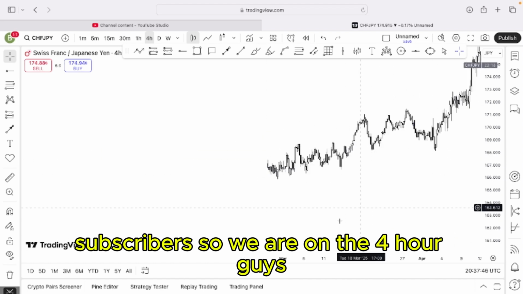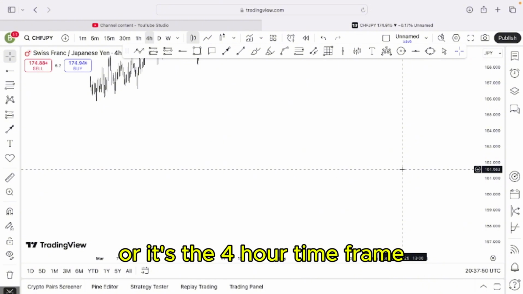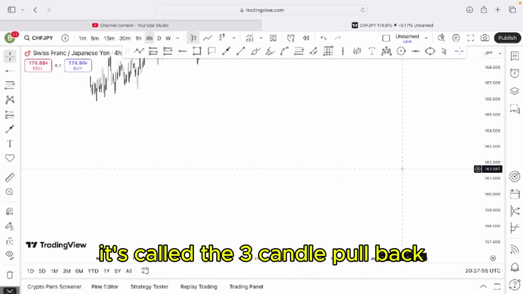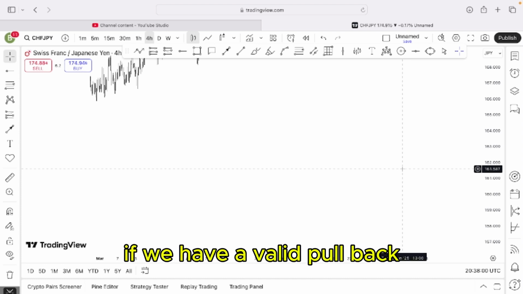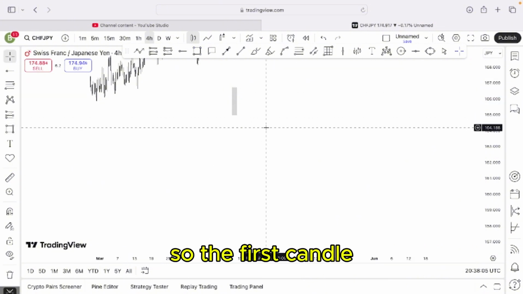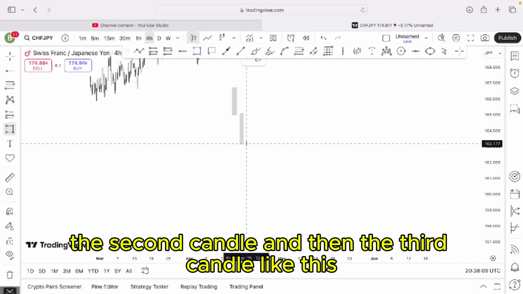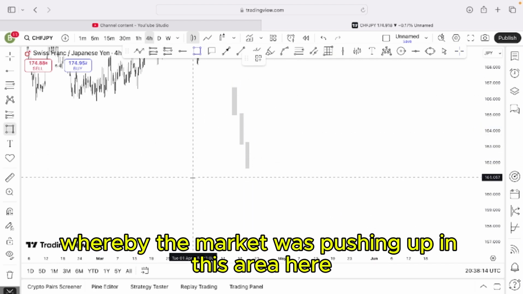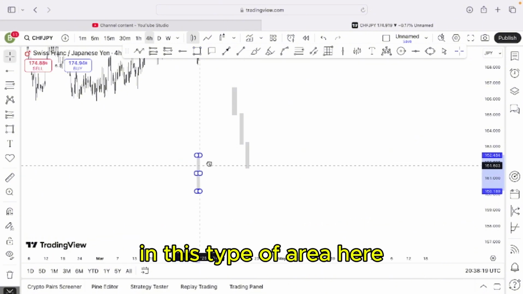So we are on the 4-hour, guys. Now, what I like to use is the 4-hour time frame so that we can map out the structure. And I use a concept called the 3 candle pullback. That is where I can confirm if we have a valid pullback or an invalid pullback. So let's say maybe we have this going on. So the first candle, the second candle, and then the third candle like this. So this is a valid pullback whereby the market was pushing up in this area here. Let's say maybe the market is pushing up in this type of area here.